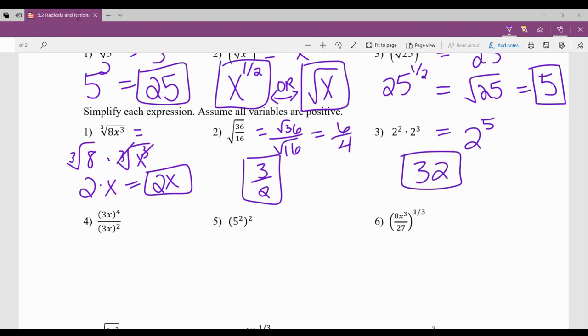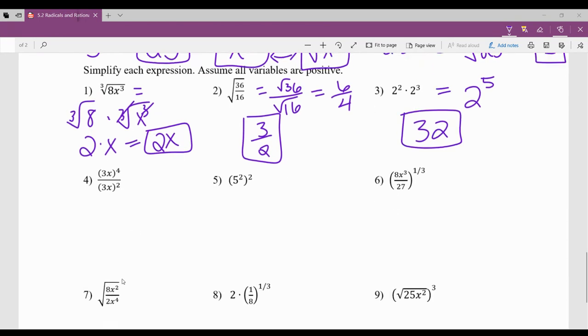All right, next one, number 4, we've got the same base of 3x, so it's going to equal 3x, and that's still in parentheses. And then we subtract the exponents, so 4 minus 2 is 2. And then for 3x squared, this is now where we distribute the exponent to both things. So 3 squared times x squared. So that's 9x squared.